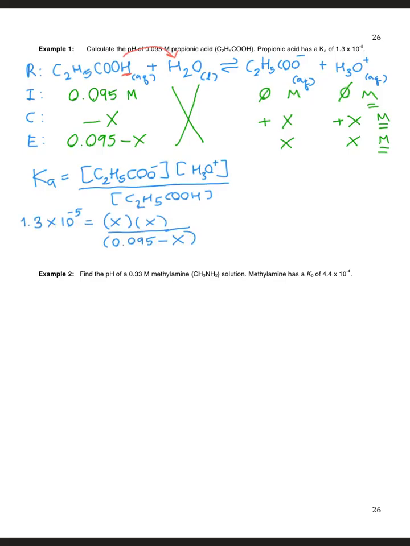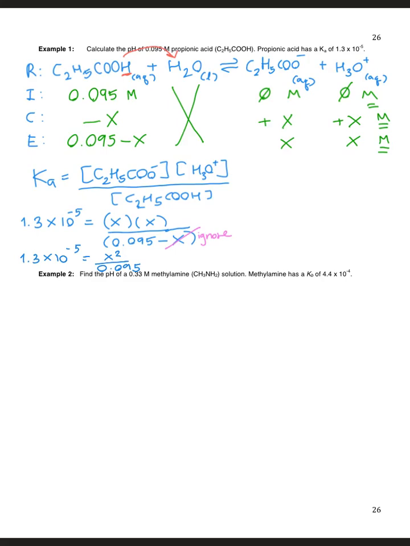By looking at the equation to solve for x, you can see that if you distribute all of these, you are going to end up with x squared and x. This is the quadratic form that you would need to use to solve. In order to simplify this, we will use approximation, which means we ignore the negative x in comparison to 0.095, because the Ka value is very small, indicating that the negative x is insignificant compared to 0.095. Then you get the simplified equation: 1.3 times 10 to the negative 5 equals x squared divided by 0.095.